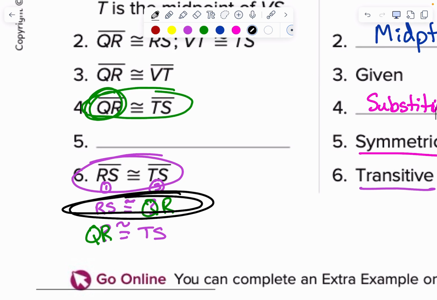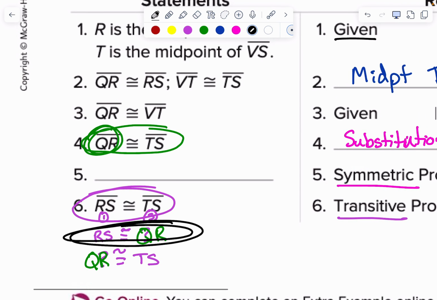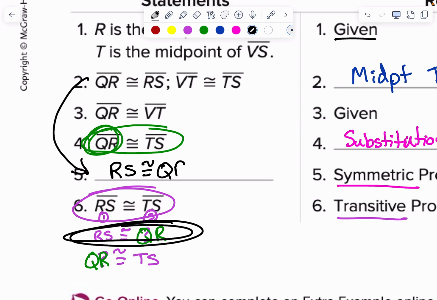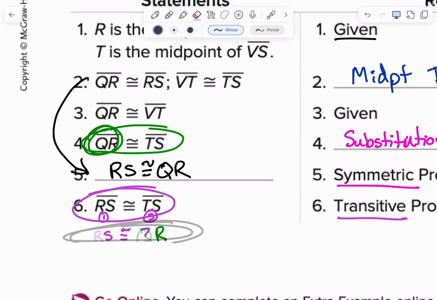RS is equal to QR. Do I have RS is equal to QR? No. I have QR is equal to RS, but I need RS is equal to QR. So can I take this guy and flip him? Yeah. RS is congruent to QR, and that is the symmetric property. I flipped him around. Okay, so let's see how this works.